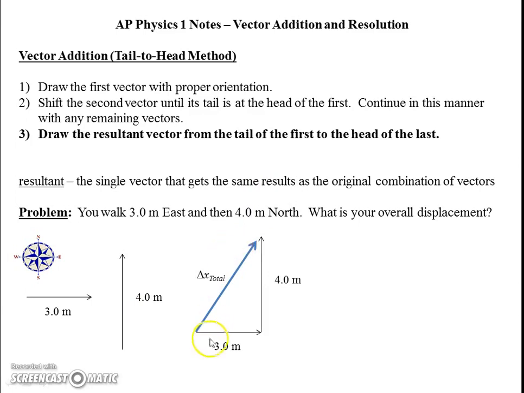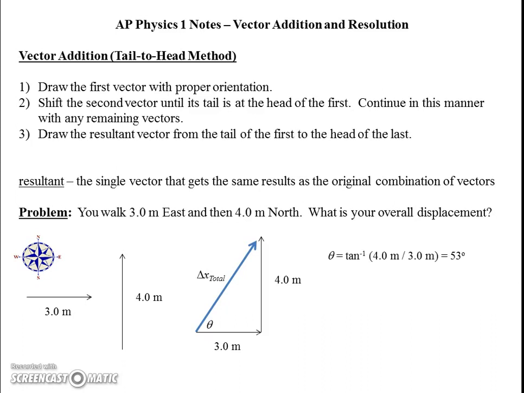According to step 3, we're going to draw the resultant from the tail of the first towards the head of the last, and that should make sense because if a person were walking this way 3 meters east and then 4 meters north, and then a different person were to start here at the same starting point and walk along this blue vector, they should end up at the same spot. That's why we call it the resultant vector. It gets the same results as the original combination of vectors. So we draw it from the tail of the first towards the head of the last because that is the direction a person would walk to go along this total displacement, and here we call this delta x total for total displacement.